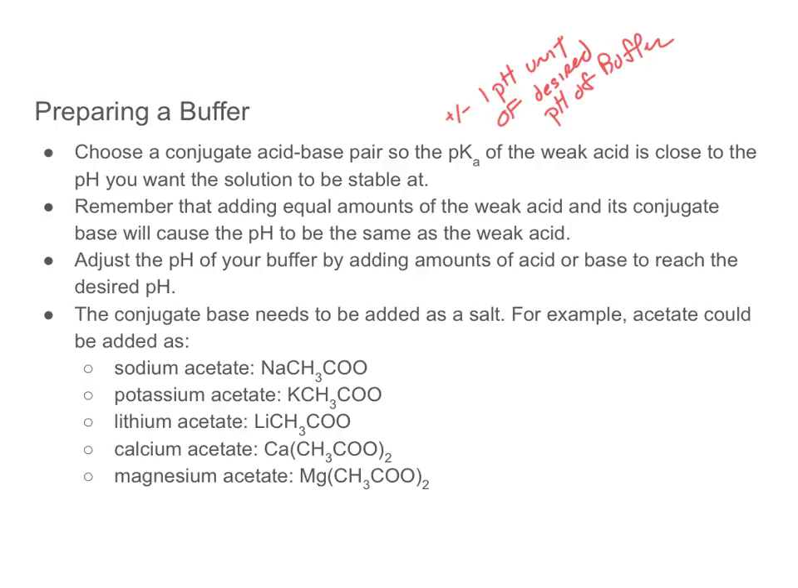And if you need to adjust the pH of your buffer solution, you would add amounts of acid or base to get to that right pH. You just add it dropwise. And remember that the conjugate base needs to be added as some type of a salt. So for the acetate ion, you could add any of those. And there are other options as well, but those are the ones I came up with off the top of my head. Questions about that? I'd probably steer clear of the calcium and the magnesium ones. Anyway, so we go to this. Questions about this?